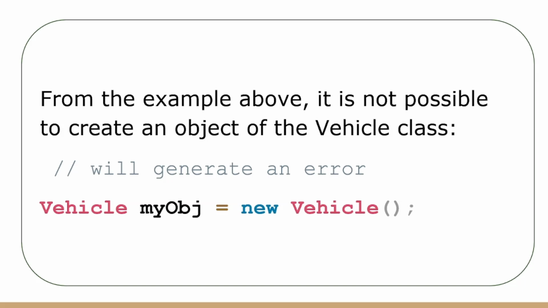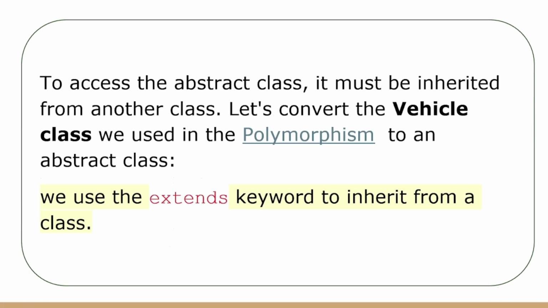Let's dig deeper. From the example above, the vehicle has two methods, start and stop. When we try to create an object of that class, for example vehicle myObject equals new vehicle, it is going to give an error because you cannot create an object of an abstract class. To access the abstract class, it must be inherited from another class.